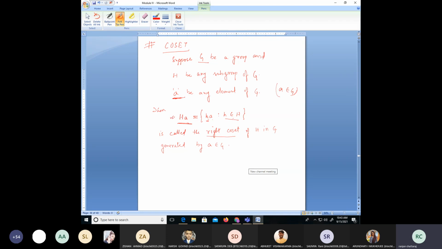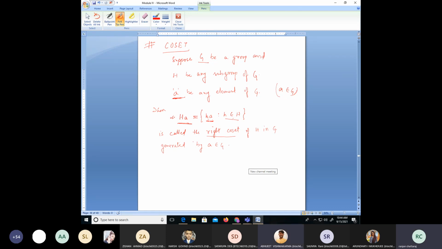So this set is called the coset. Since we take the post multiplication of A with H, that's why it is said to be the right coset. I am taking A on the right of H. So what is the right coset? It is a special type of set whose elements are in the form HA, where A belongs to G and h belongs to the subgroup H. Now is it clear?